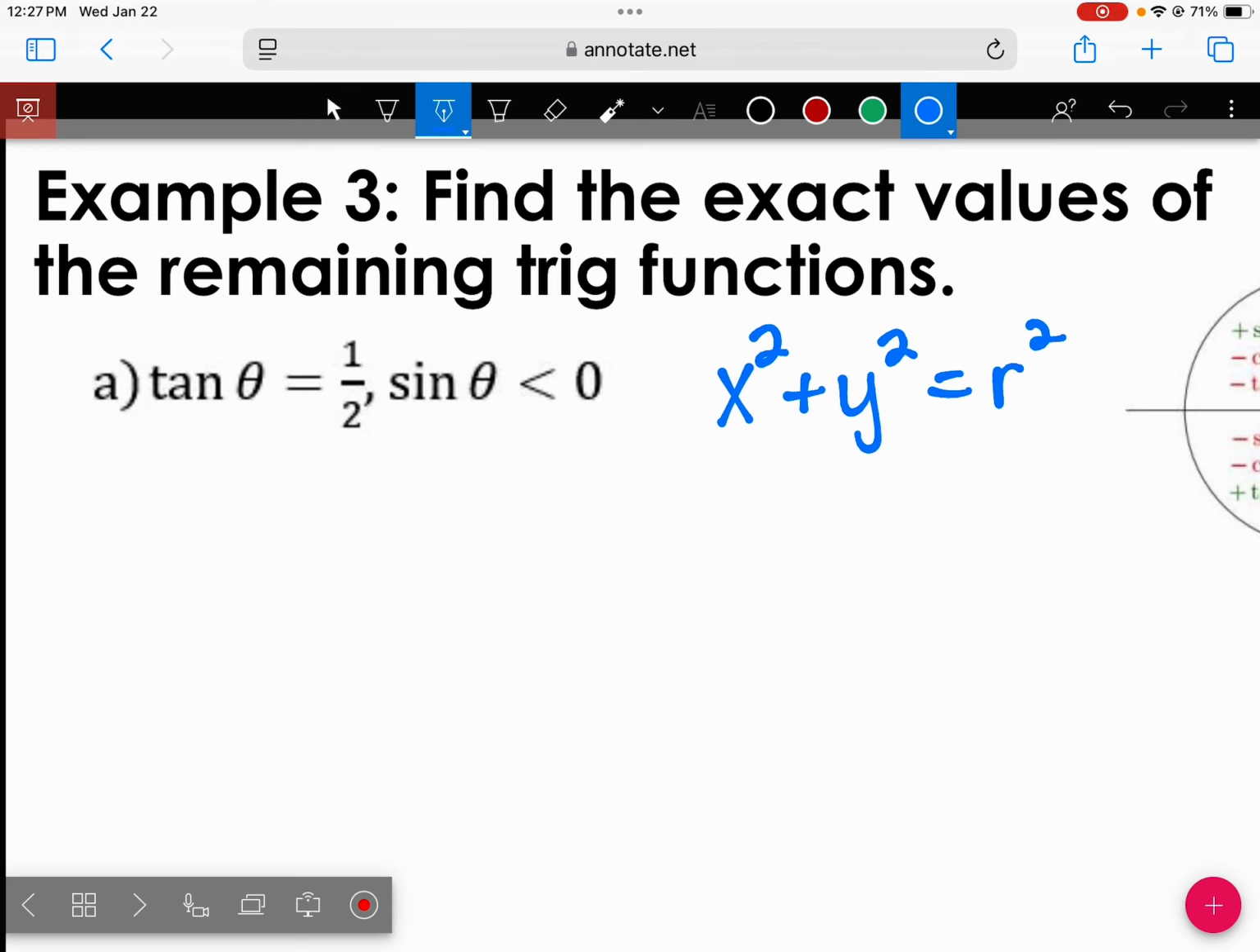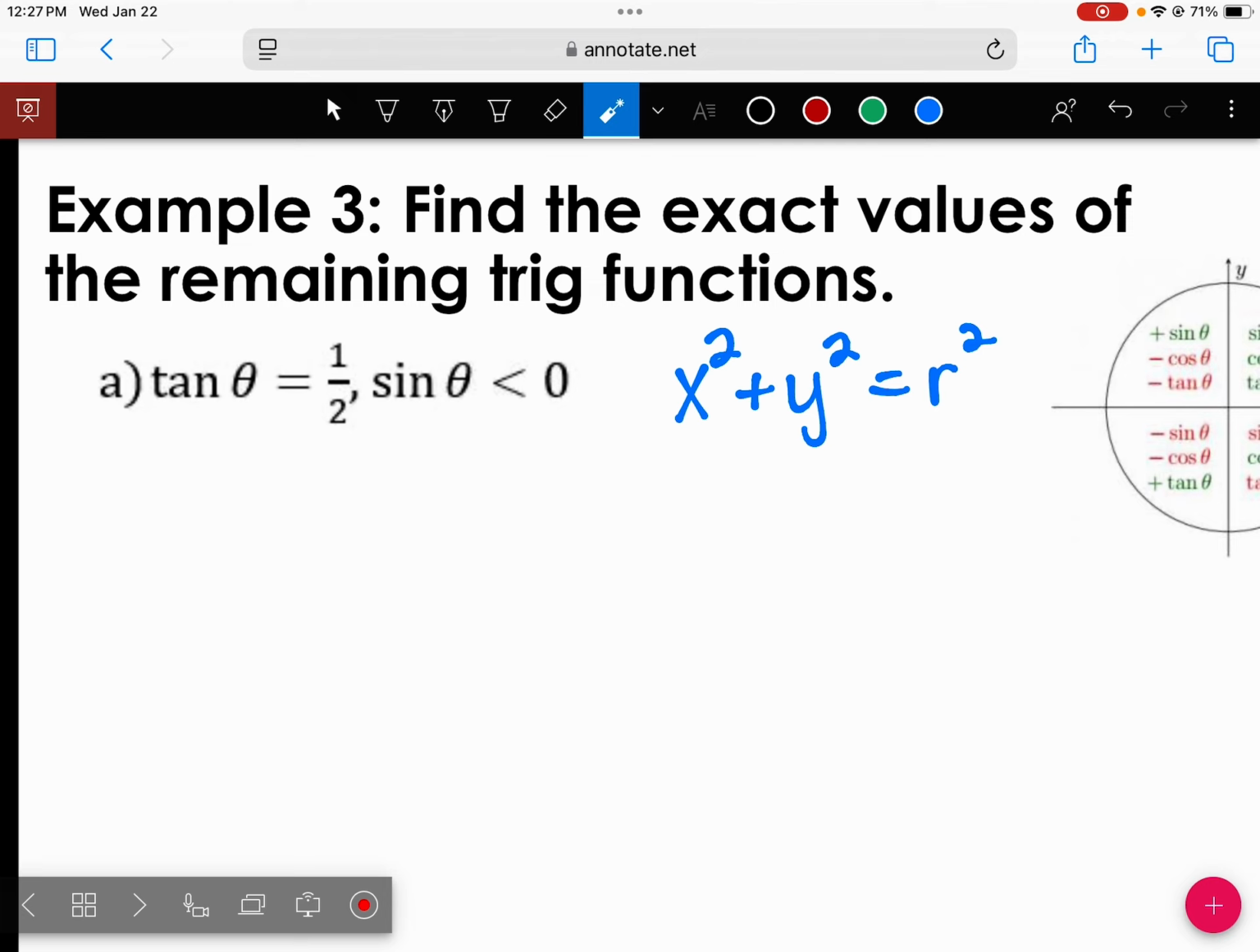Okay. Now, before we get started, and this is what you should do when you take your quiz on Friday, we need to figure out where we are. What quadrant are we in? And this is what they told us. They told us that tangent is positive. You see how that's a positive number? So I know that I need to find the quadrant that has a tangent that's positive.